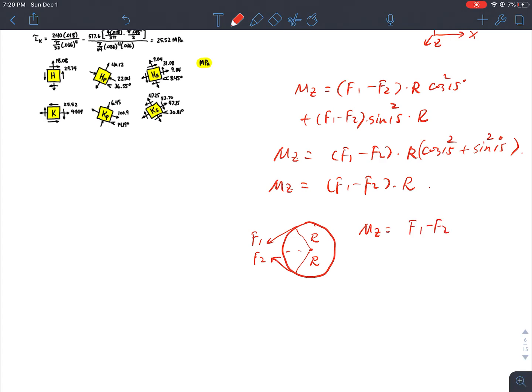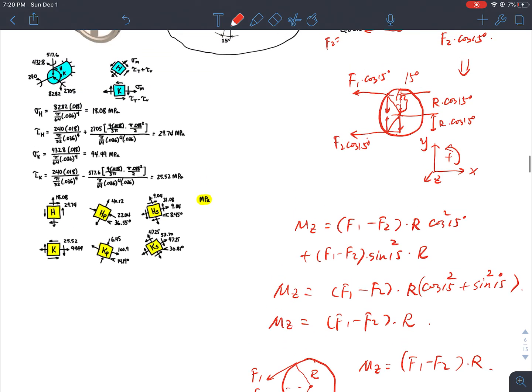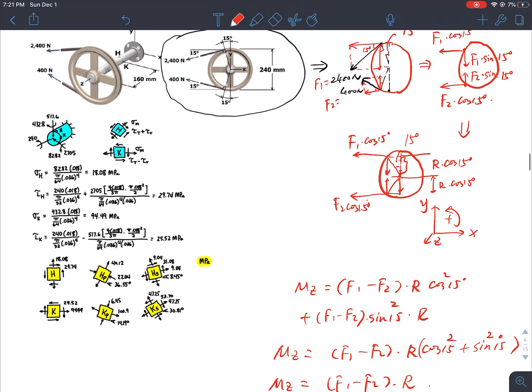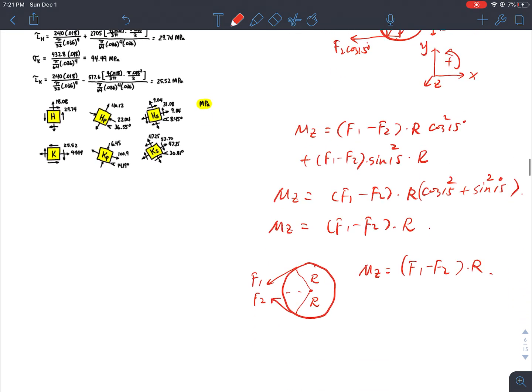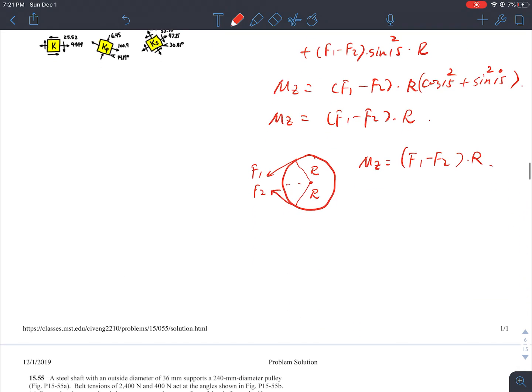Right? So Mz equals (F1 minus F2) R. Okay. All right. Sorry I took a long way, but this is essentially proving that that is the moment caused by these forces. Okay. So this is all the forces I have.